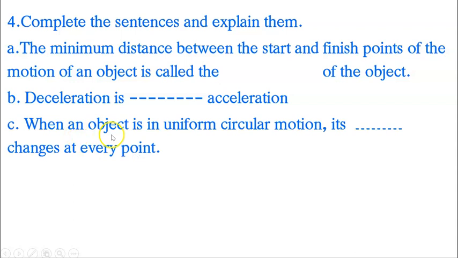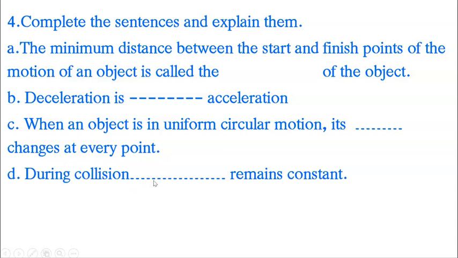When an object is in uniform circular motion, its velocity changes. It's a dash dash. Its dash dash means what? Velocity changes at every point. And the last is during collision. What is the dash dash that remains constant? That is the momentum remains constant.